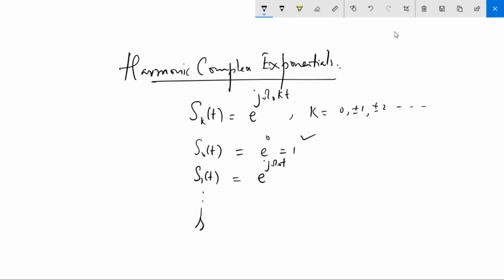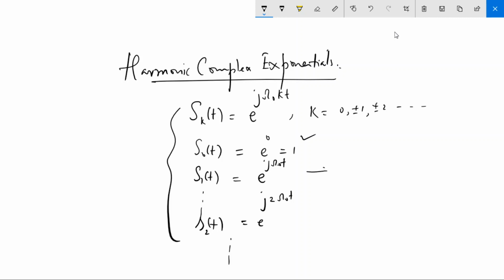Then s_2(t) will be e raised to power j 2 omega naught t, then 3 omega naught t and so on. So what harmonic signals means is that all these signals have a frequency which is a multiple of a single frequency. One signal has a frequency omega naught, another has a frequency 2 omega naught, then 3 omega naught, then 4 omega naught and so on. If all the signals have a frequency that is a multiple of a single frequency, we call them harmonic signals.